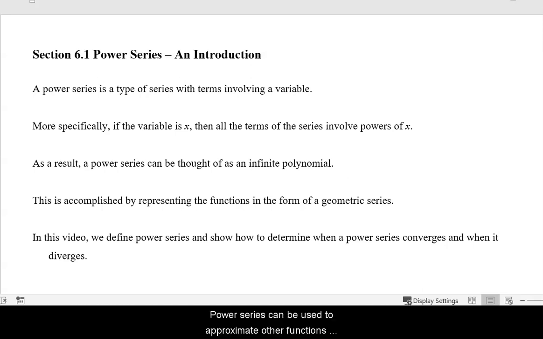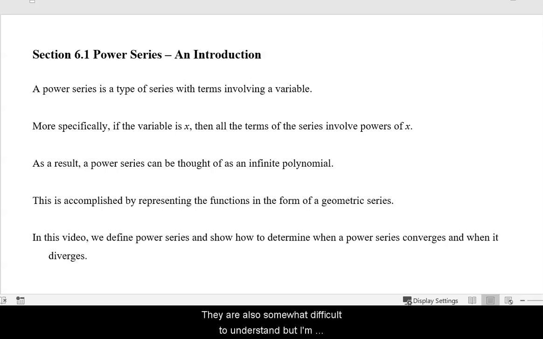Power series can be used to approximate other functions that might be difficult to compute. There are other ways that we can use power series as well. We'll only touch on the very beginning of power series, but just keep in mind that this is one of the most incredibly useful tools that we get coming out of all of calculus.